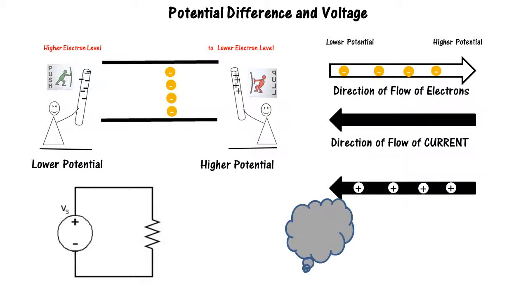So in a battery, the electrons flow from the negative terminal to the positive terminal, and the current is marked as flowing from the positive terminal to the negative terminal. So that's a convention.